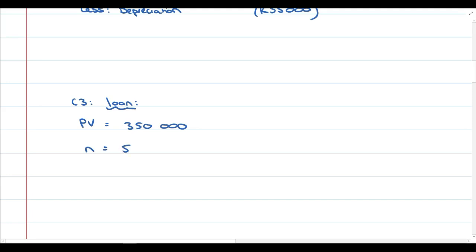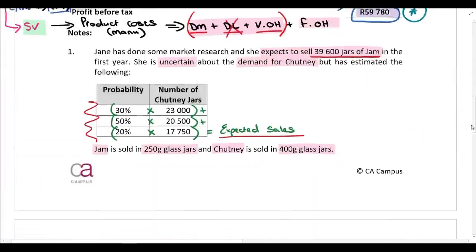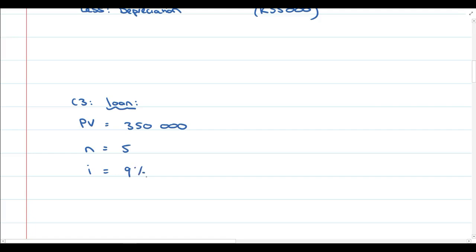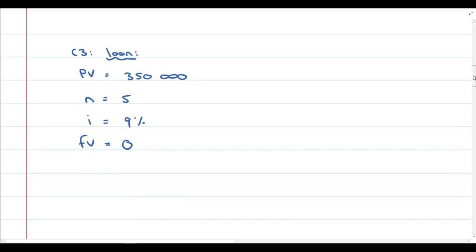N is going to be 5 because the loan is repayable in 5 equal annual installments comprising of interest and capital. The interest rate on the loan is 9%, so I is 9%. The future value is 0. We don't have a bullet payment at the end of the period. The loan is repaid in equal annual installments comprising of interest and capital. So if you compute the payment amount, that will give you the interest and capital that's being repaid on an annual basis. Okay, that will have to be repaid on an annual basis, so that includes both interest and capital.